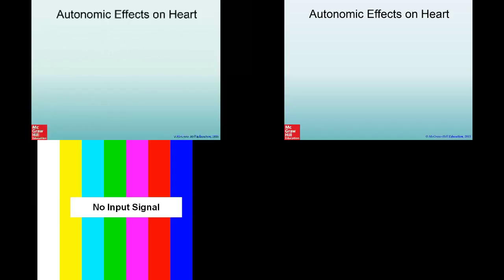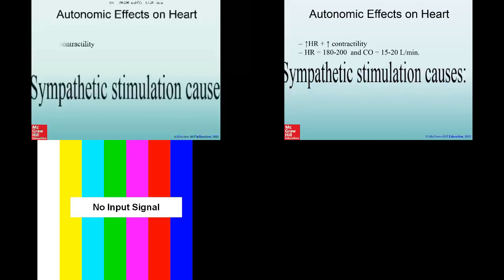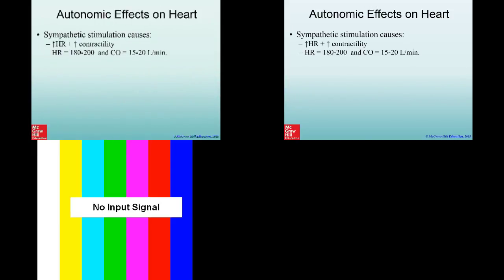So let's talk about autonomic effects on the heart. We're not done with the autonomic nervous system yet. We're going to keep going through it throughout physiology. Increased stimulation, as you know, increases heart rate by its effect on the SA and AV nodes. It's also going to increase contractility. Epinephrine, positive inotropic, positive chronotropic. You can get a heart rate up to about 200 beats per minute.